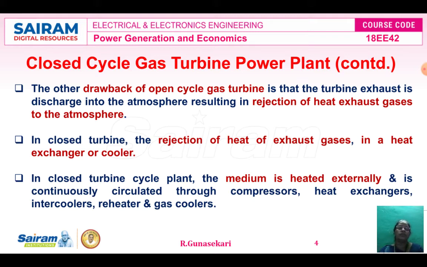First you draw the diagram of the closed cycle gas turbine power plant. Then you can explain the drawback of the open cycle gas turbine power plant, how this drawback is overcome by the closed cycle power plant, and then what is the function of the closed cycle power plant.